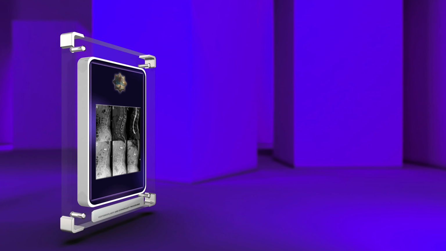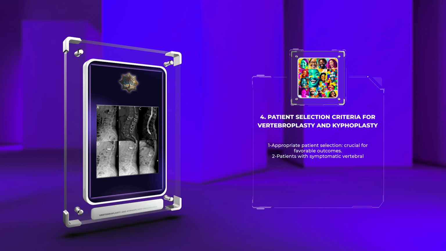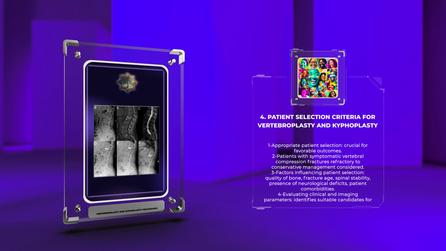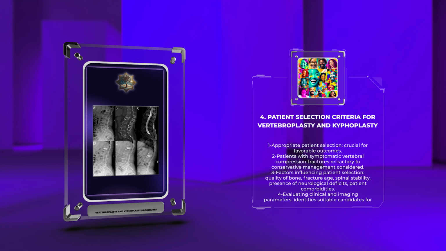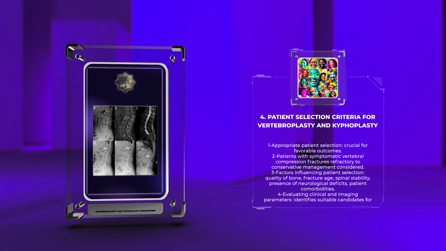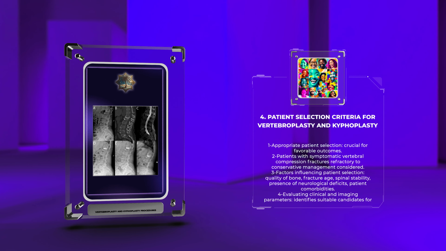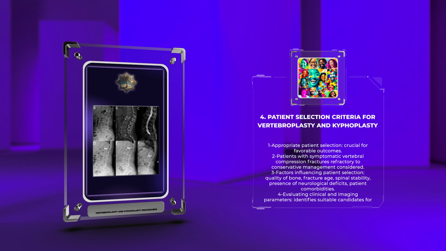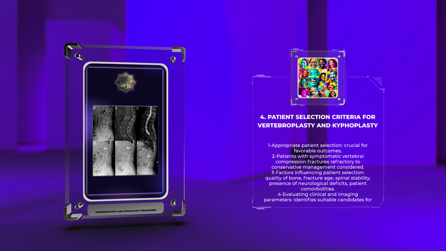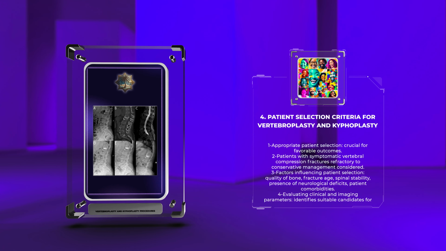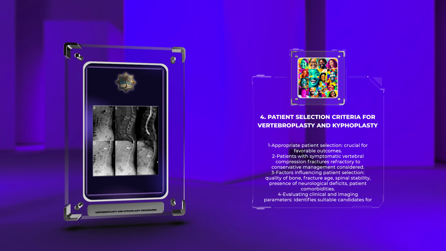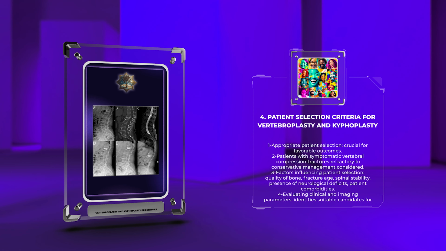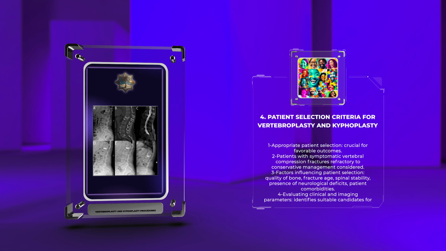Selecting the appropriate patients for vertebroplasty and kyphoplasty is crucial for achieving favorable outcomes. Generally, patients with symptomatic vertebral compression fractures refractory to conservative management are considered for these procedures. Factors such as the quality of bone, fracture age, spinal stability, presence of neurological deficits, and patient comorbidities play decisive roles in patient selection. Evaluating both clinical and imaging parameters helps identify suitable candidates who are likely to benefit from vertebral augmentation.